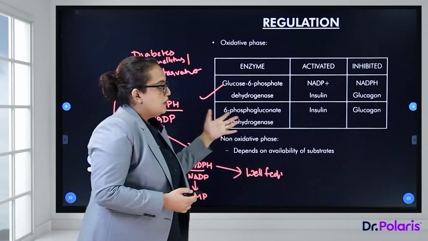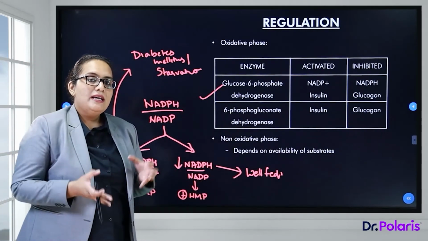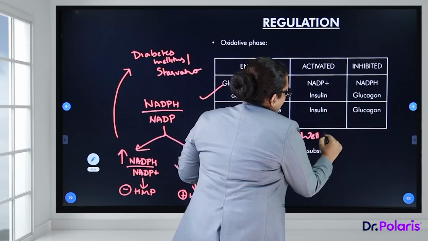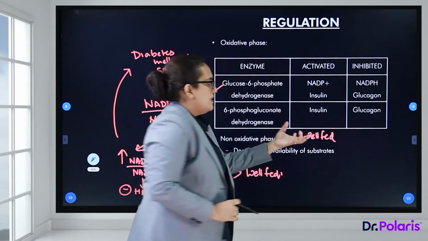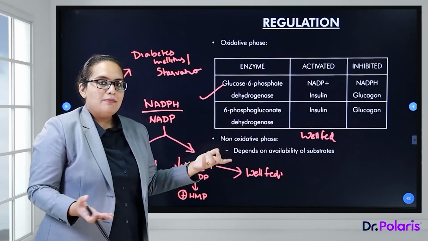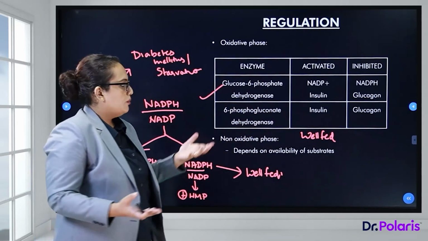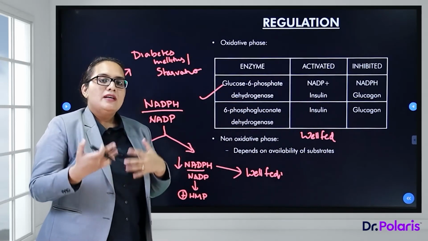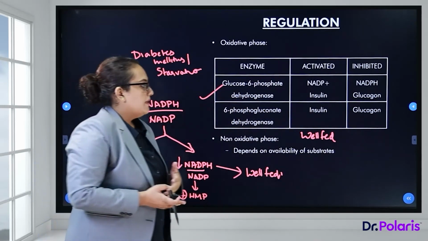We have insulin and glucagon. Insulin is usually released during the well-fed state. So during the well-fed state, insulin is secreted by the pancreas. It's a hypoglycemic hormone, and it is known to activate these two enzymes, leading to the occurrence of HMP pathway.